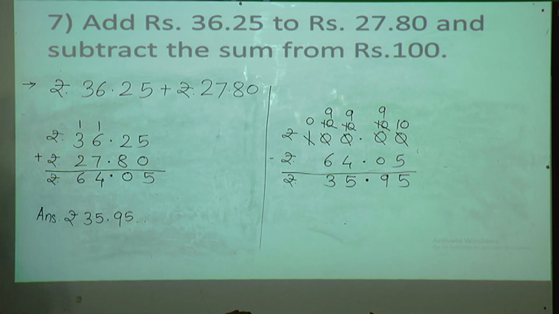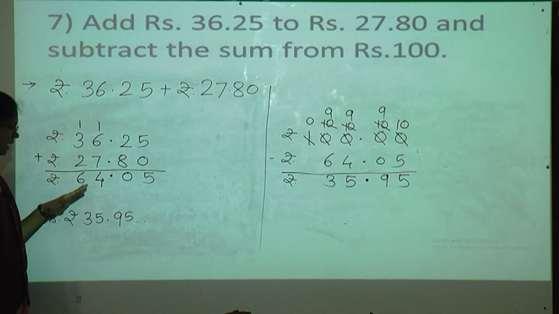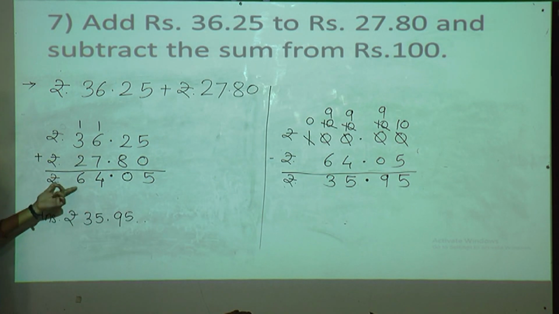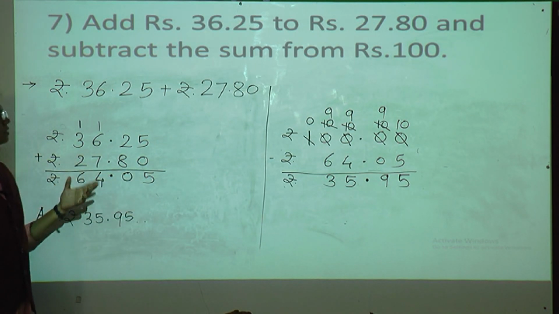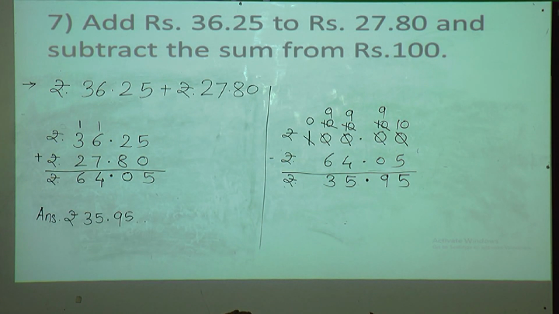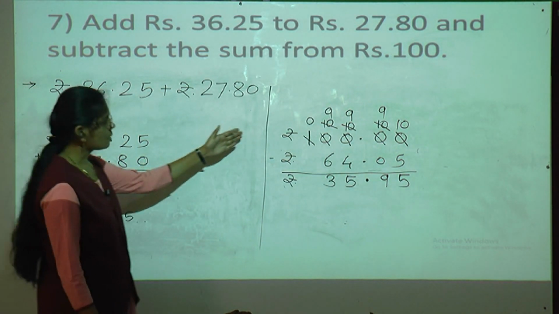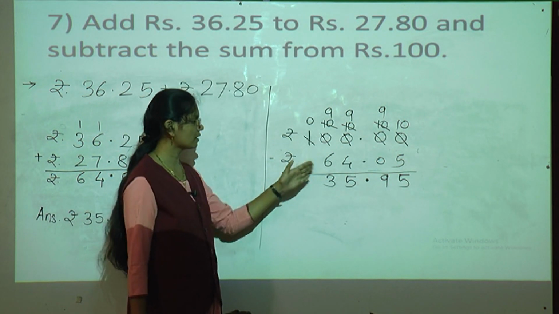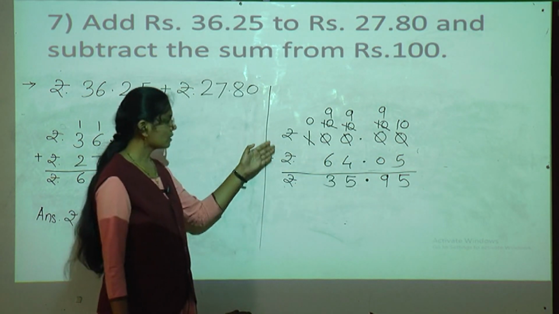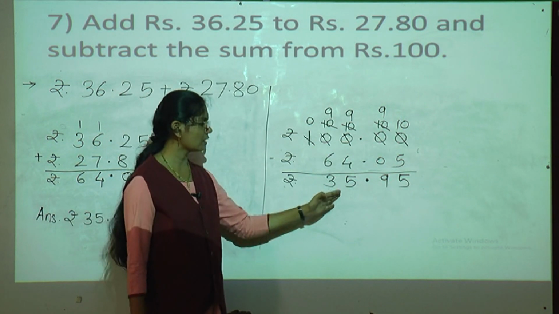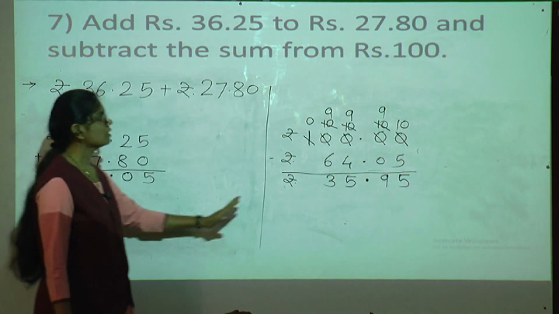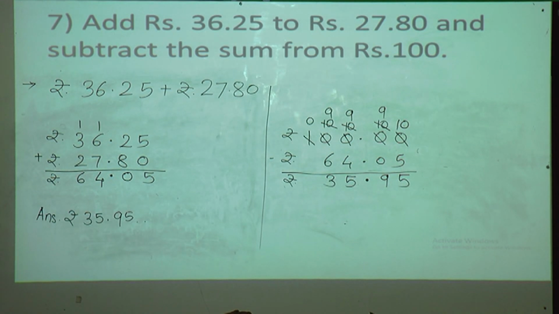See, what was our question? First we have to do the addition of 36.25 and rupees 27.80. After addition we got the sum. Sum is the total of the addition. What sum did we get here? Rupees 64.50. This sum we have to subtract from the 100. So here we have done the subtraction. From 100 we subtracted 64.50. After subtraction, we got the answer 35.95. So in this way you have to solve this example.